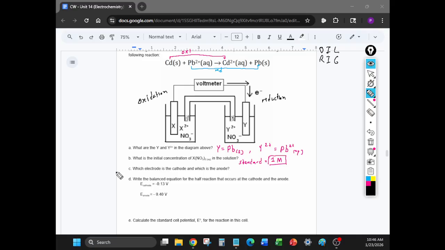All right, part C. What is the cathode? What is the anode? Well, if you guys remember the acronym I just told you, red cat and an ox. Reduction is the cathode. So if we take a look right here, Y is being reduced and reduction is cathode. So that means the cathode is where reduction takes place. And what is being reduced? Pb. Or in this case, Y. Y is being reduced.